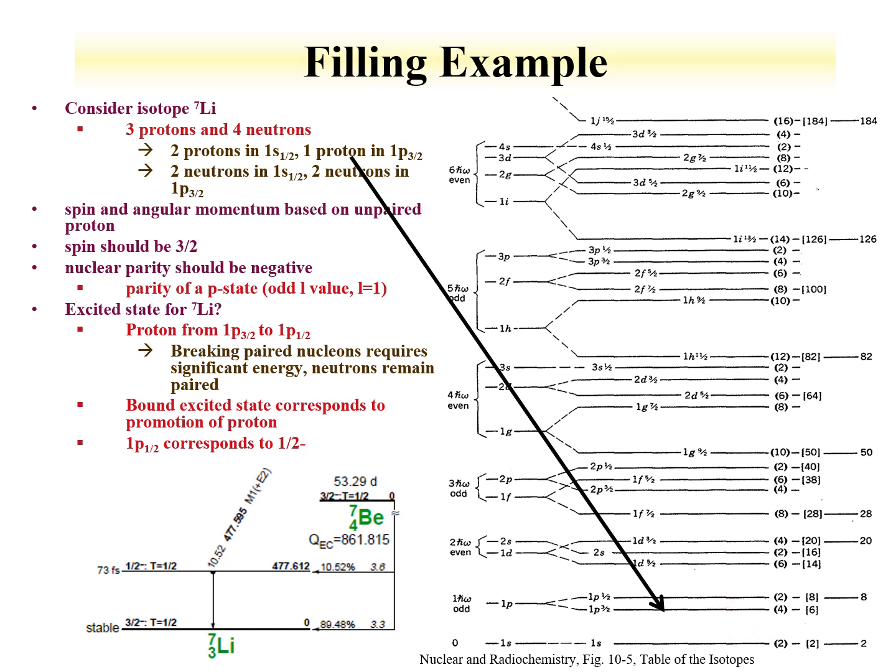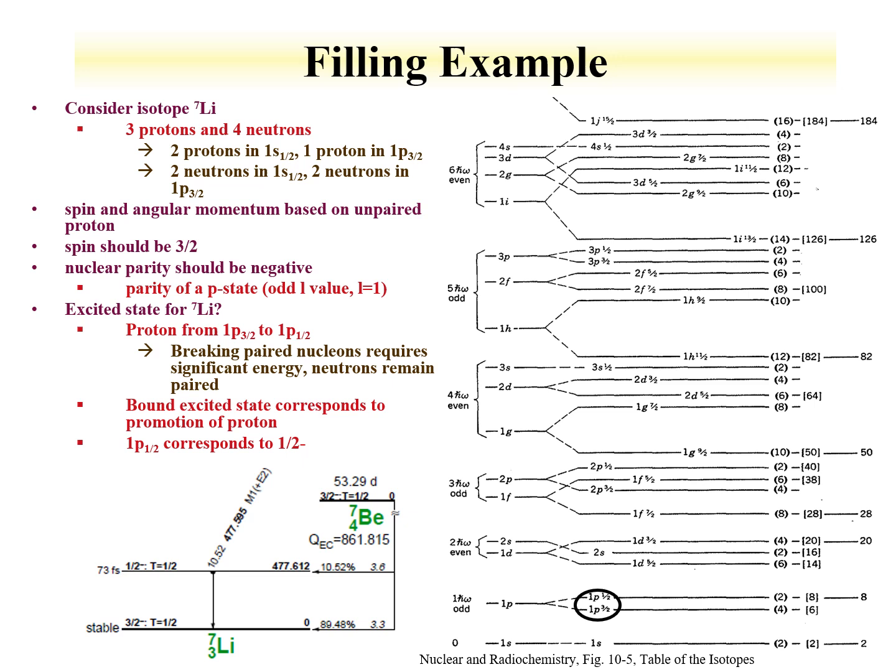So the spin and parity are based upon this unpaired proton. If it's 1p 3/2, the spin should be 3/2. The parity is based upon the p state. It has an L value of 1, so the parity is odd, so the parity is negative. And as we see, lithium-7 is 3/2 minus, as predicted from the shell model.